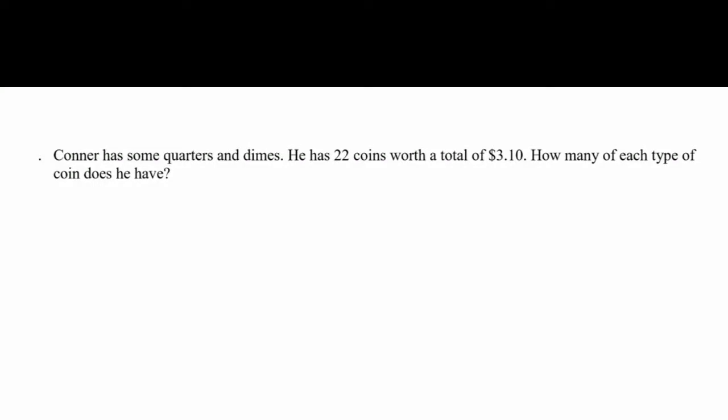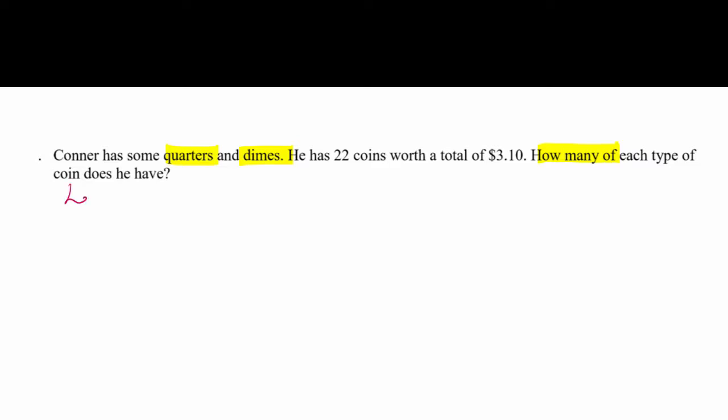Continuing our work with solving word problems that involve the use of a system of linear equations, Connor has some quarters and dimes. He has 22 coins worth a total of $3.10. How many of each type of coin does he have? So we're being asked to find how many quarters and how many dimes Connor has. So that means that we're finding the number of each of those.